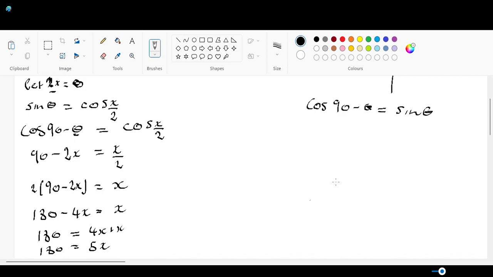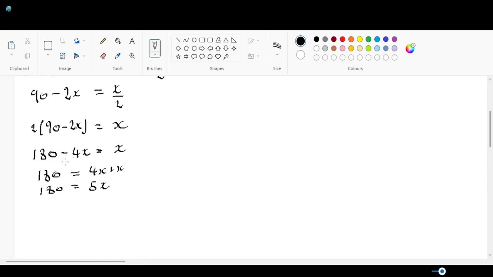Then from here, what do we do? We need to divide by 5. So when we divide by 5, it's going to give us 36 degrees, and that is going to be x. Guys, this is our final answer.